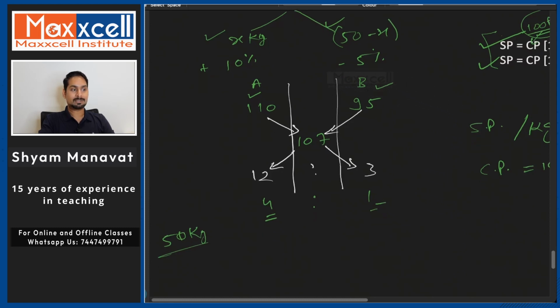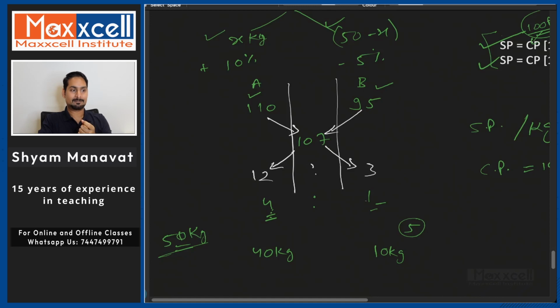If we divide this in 4:1, 4 plus 1 is 5. So on a total of 5 I have 50 kg. On 4, I should get 40 kg, and on 1, I should get 10 kg. I'm applying the chain rule. I will not explain that in detail, guys, otherwise the explanation will be too long. So go through the chain rule video of ratio and proportion. But did you understand? It's in 4:1.